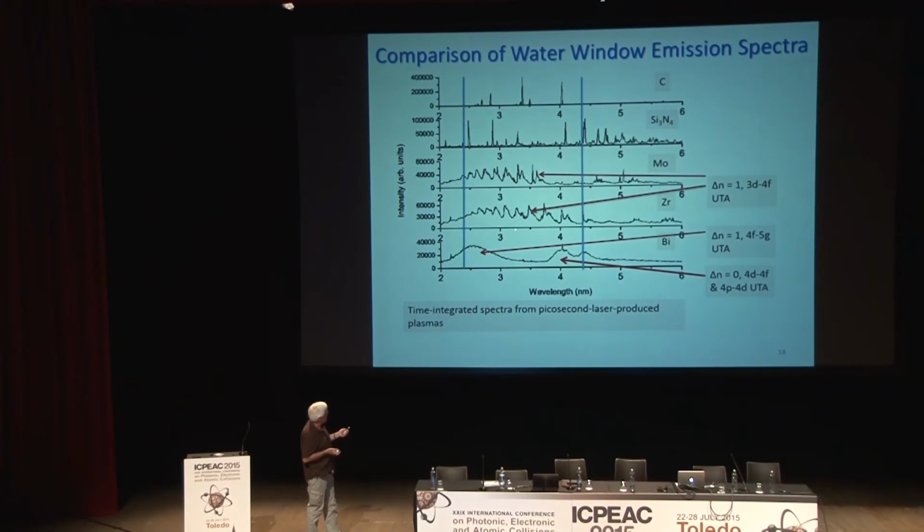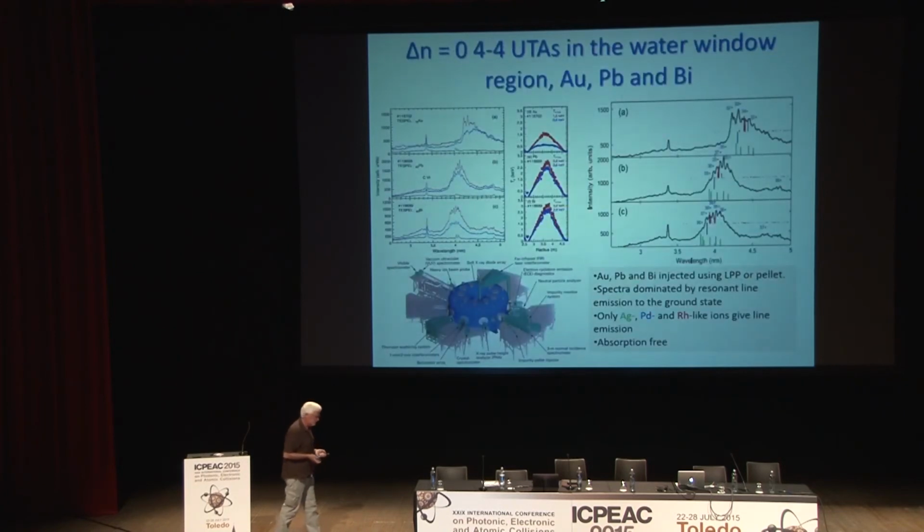Here's typical spectra in the water window. Line spectra sources are available using carbon and nitrogen already. The problem is that none of these wavelengths, strong line emission corresponds to the wavelength of an available multi-layer mirror, so you can't use collectors. However, we have the idea of maybe using either these delta n equal 1 transitions or delta n equal 0 transitions in the water window. And this has led us to do a lot of spectroscopy.